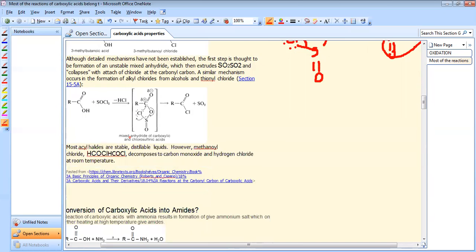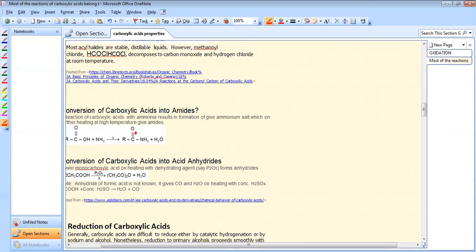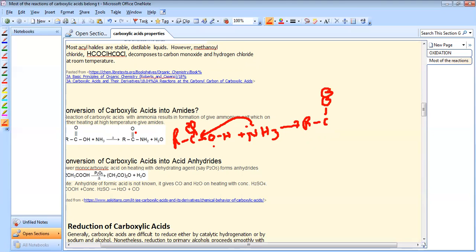Okay, next one is conversion of carboxylic acid into amides. Again, how can we do it? Same thing: R C double bond O OH, and this is ammonia, which has a lone pair of electrons. One lone pair of electrons attacks here. Then shifting of bond takes place, giving R with O minus, and here this is OH, and this is NH3, and it will acquire a positive charge.